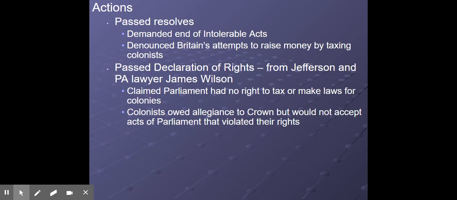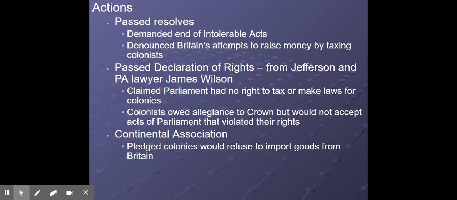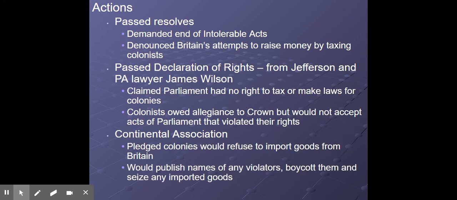All right? And in the meantime, between this first meeting of the Continental Congress and the second meeting of the Continental Congress, we are going to have a Continental Association. We are going to have some sort of meeting of all the colonies. We're going to refuse to import goods from Britain. All the colonies are going to refuse to import goods from Britain. And if you're one of these colonial merchants and you violate that, or you're one of these colonies and you don't work with the rest of the group, we're going to boycott you. We're going to seize any of the imported goods from Britain so that you can't sell them.